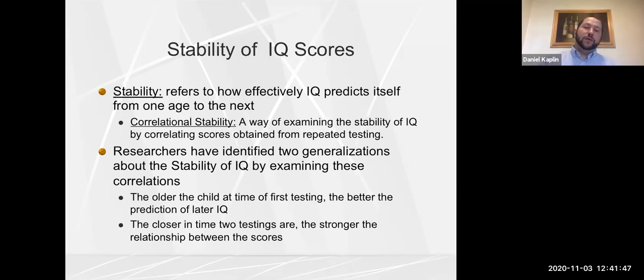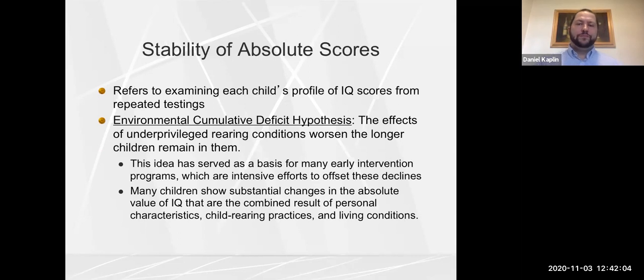And then the second pattern: the shorter the distance between the testing, the more similar or stable IQ is. So the closer they are to one another, the more stable it is. All right. Now, when we talk about stability, we also have to think about the environment, because if the environment fluctuates in a meaningful way, that could alter the stability of IQ.